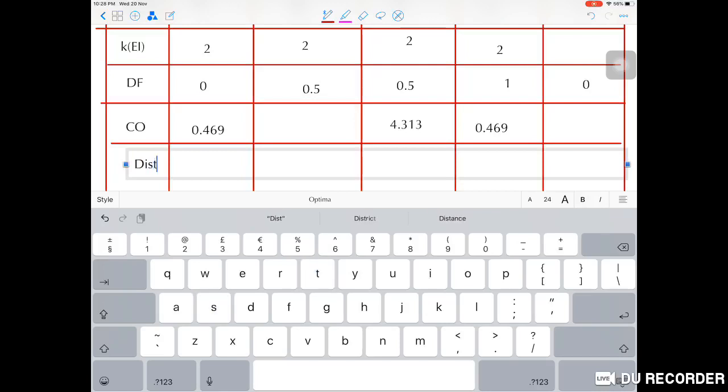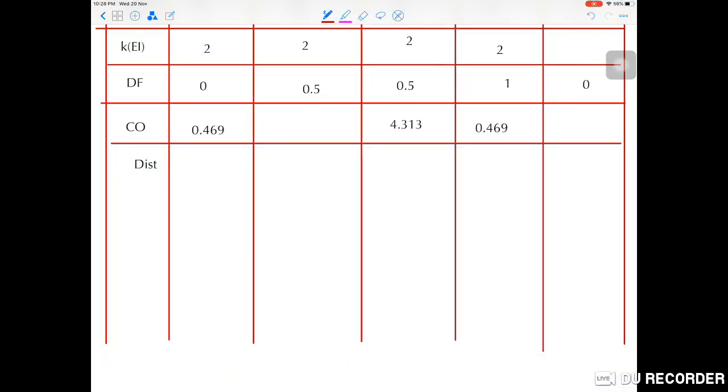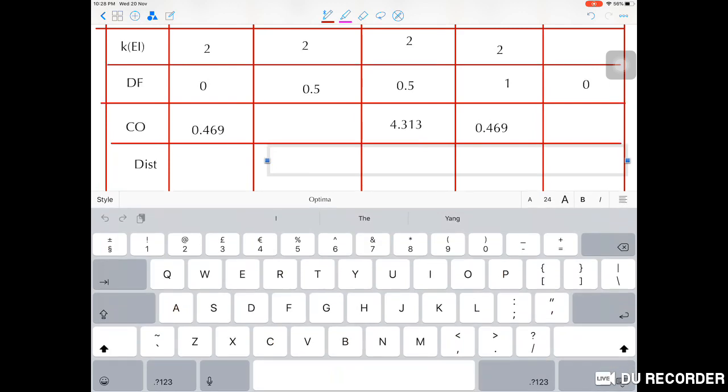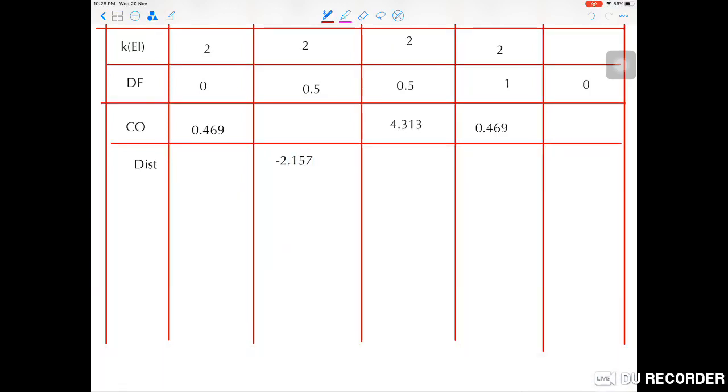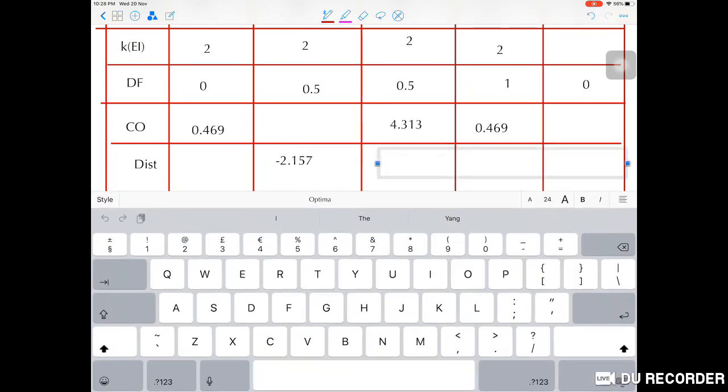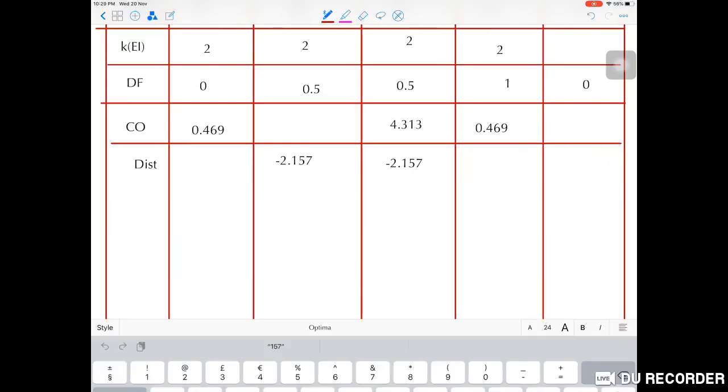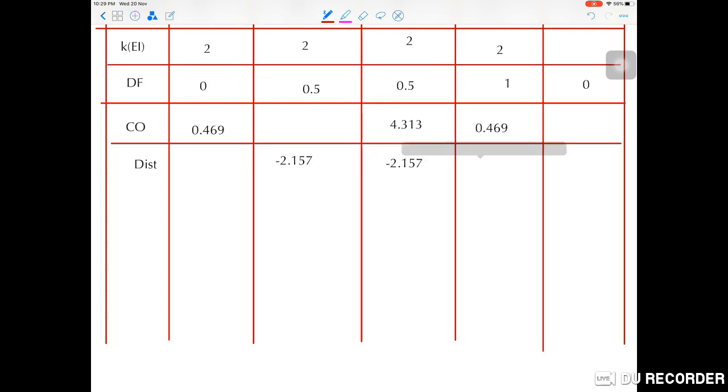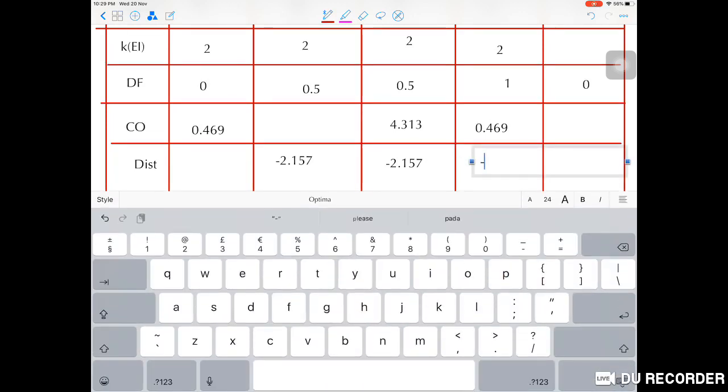Distribution, it is 4.313 times 0.5. It is negative 2.157. Negative 2.157, and this one is negative 0.469.